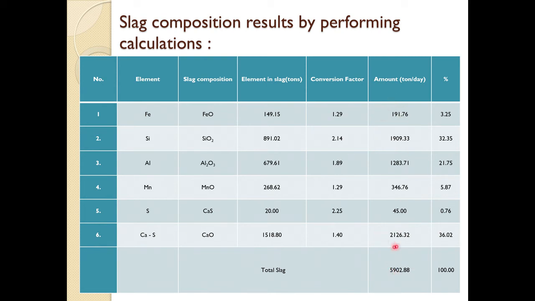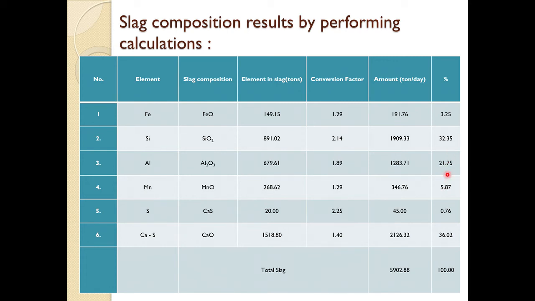So total slag is made of this, and then this divided by total amount of slag, you get this percentage. Like this you can get the percentage for each of the oxides, which comes to around 100%. So you can see silica, lime and alumina are the major constituents of the slag in this example.